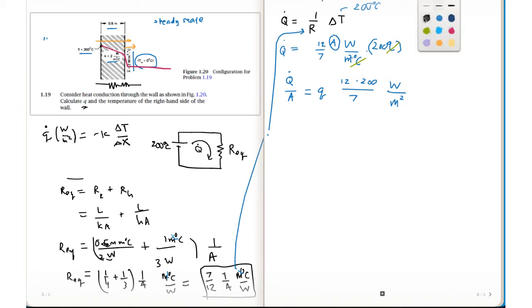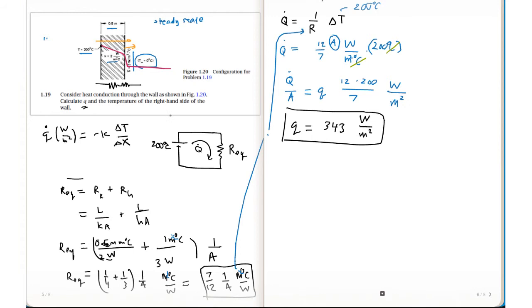So that's equal to 12 times 200, 2,400 divided by 7. 2,400 is a little over 300, 300 something. 2,400 divided by 7 is 343 watts per meter squared. I used a calculator. That's the q.